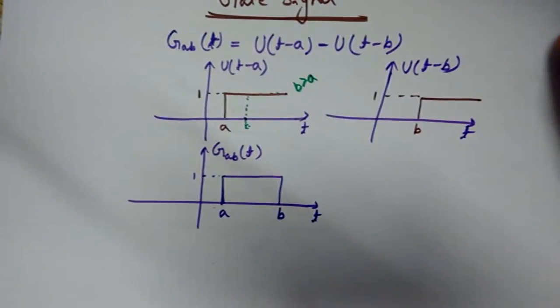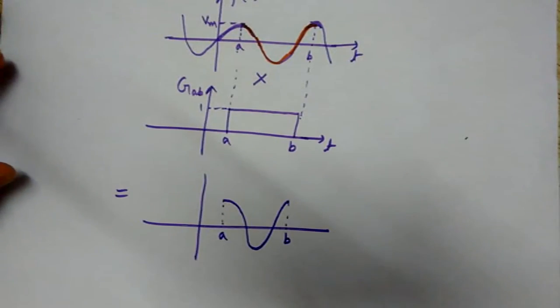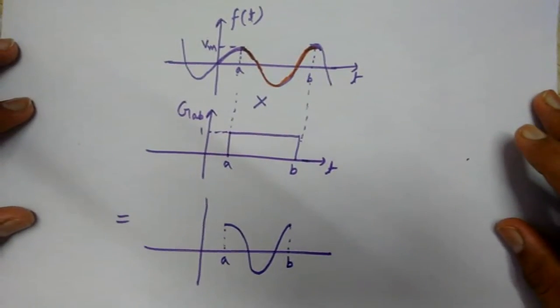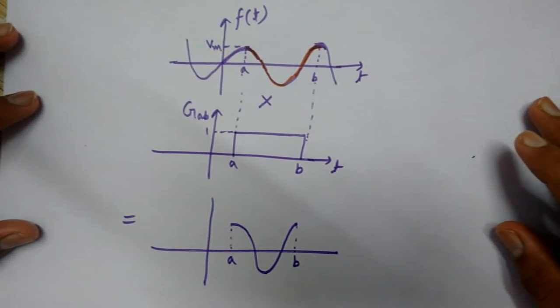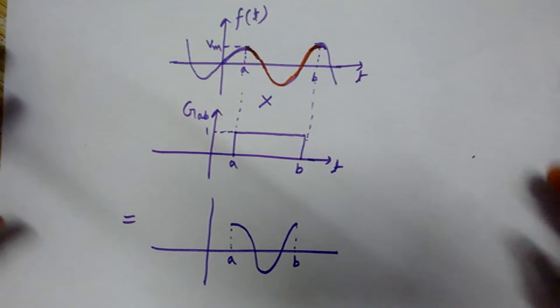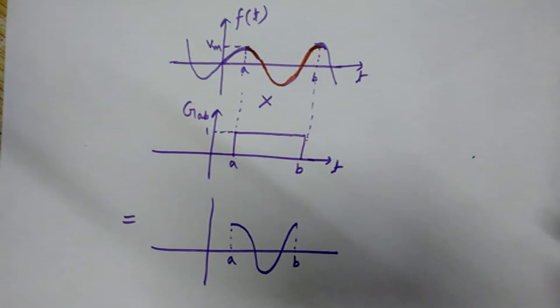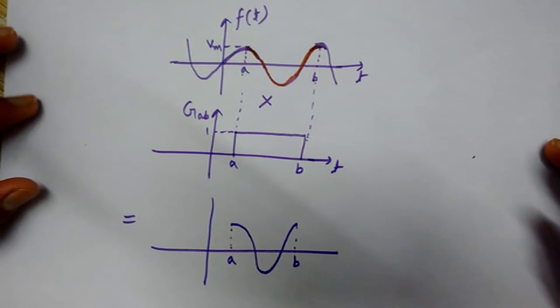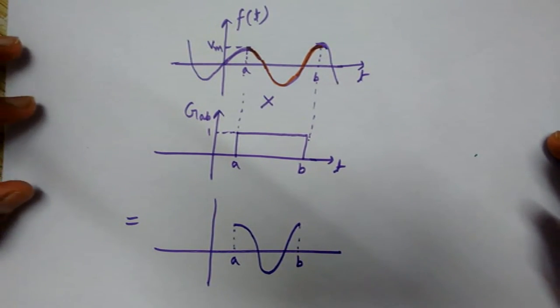So I'm going to tell you a very important property of this gate signal now. If I multiply this gate signal with any signal, then it will become 0 at all the values which are outside this interval a and b, and that signal will be unaffected, or its values will not change, within the interval ab. So let's see how this happens.